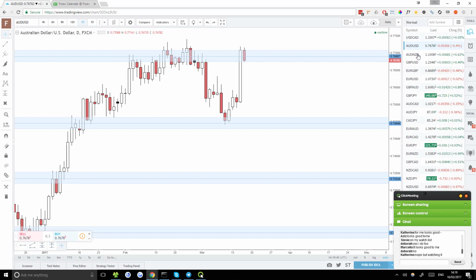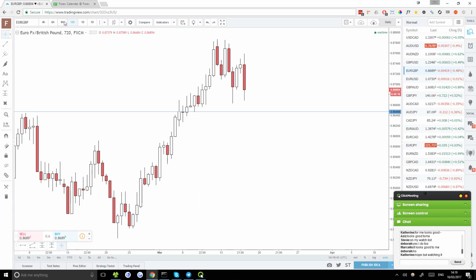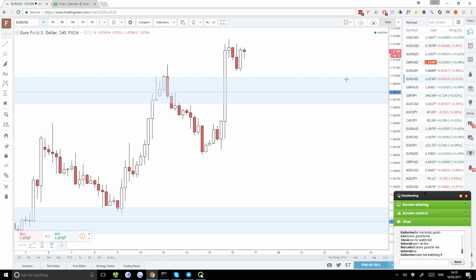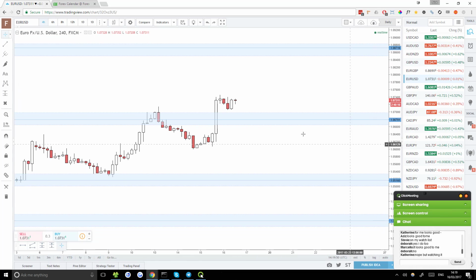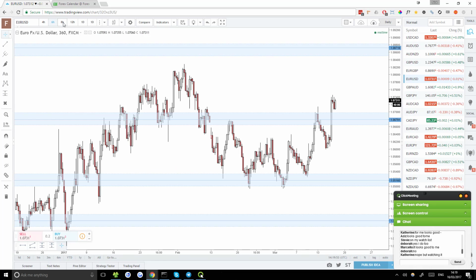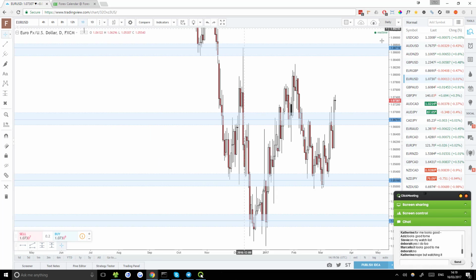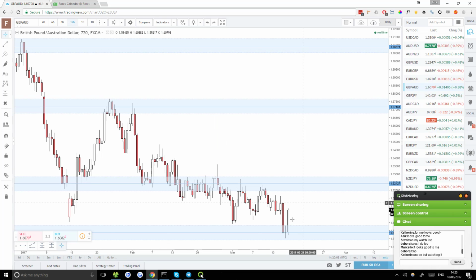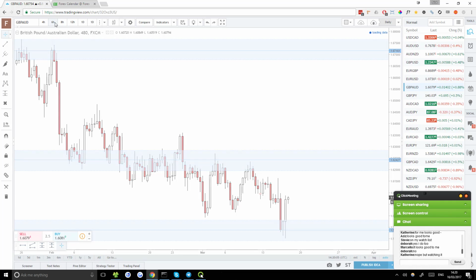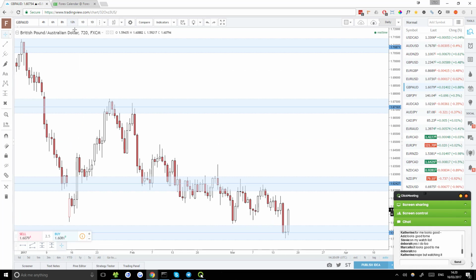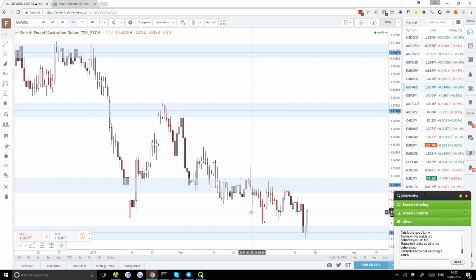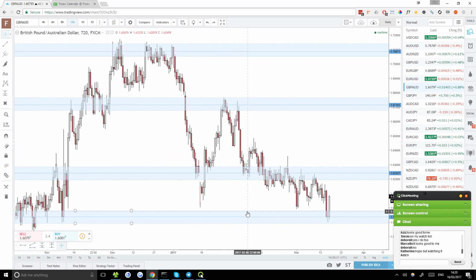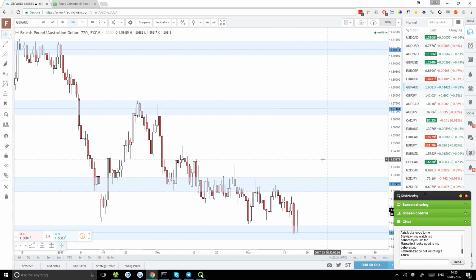So we got AUDUSD, USDCAD. So let's take a look at Euro GBP. Nothing much going on here. What about Euro USD? It's broken above resistance, and now it's just kind of stalling a bit, but yeah, nothing much. GBP AUD. Nice little reversal there. Anyone long on that, by the way? No? No one? Okay, fair enough.